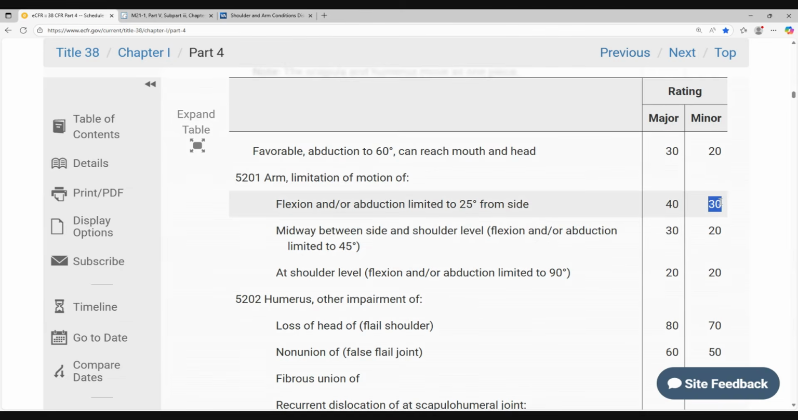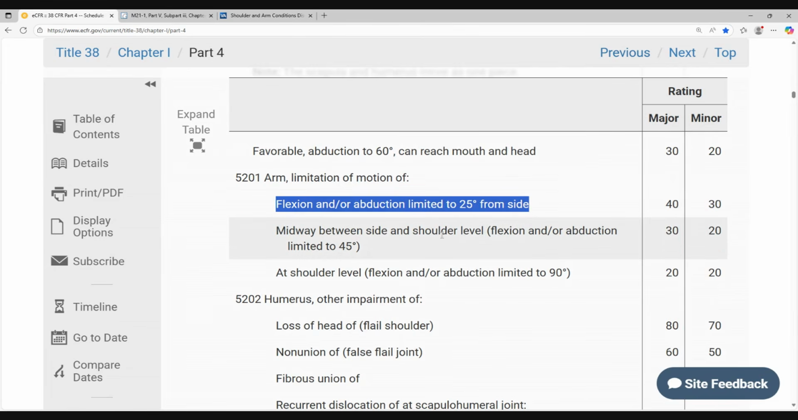Now, the 40% and 30%. This is going to be the only time that the minor (non-dominant) side actually raises above the minimum. So this is flexion or abduction away from the body, limited to 25 degrees from the side. Once again, same rules as this, where if you have flare-ups and that's the case, you have to be able to medically explain it. You can't just go, "Oh, I scratched my finger, so my arm fell off." It's got to make medical sense.